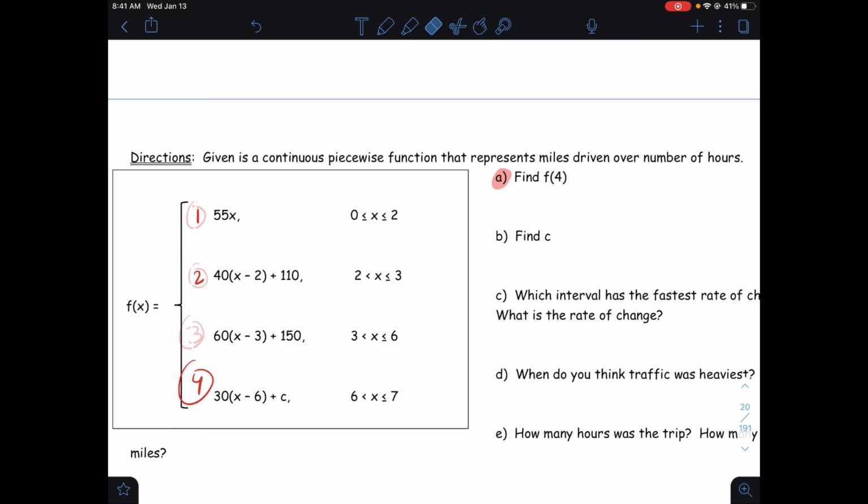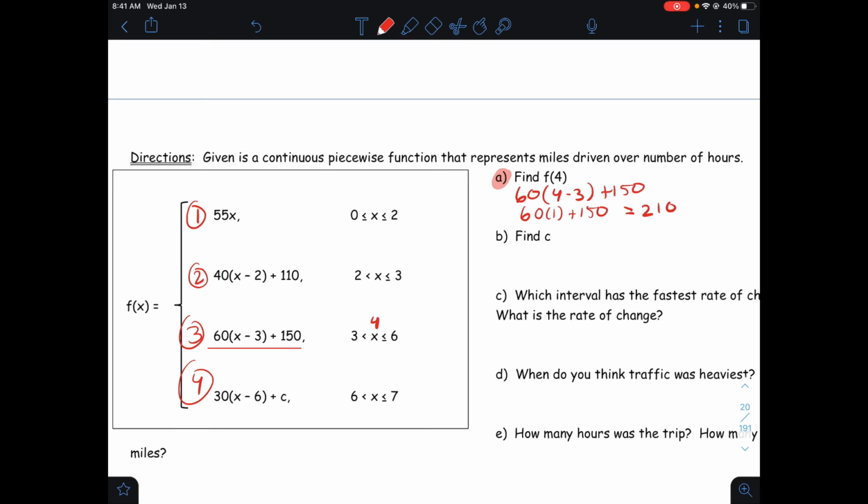We're going to end up using equation 3. We're going to use this equation here. Why do we use this? Because 4 goes in between 3 and 6. So let's go ahead and plug a 4 in. So we're going to do 60 times 4 minus 3 plus 150. So that's going to give us 60 times 1 plus 150, which will end up giving us 210. All right. So that would be our output there.